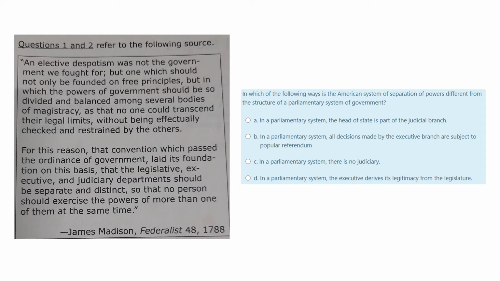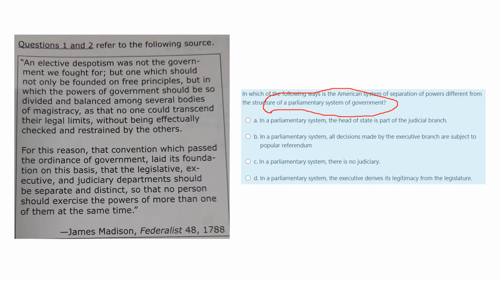In which of the following ways is the American system of separation of powers different from the structure of a parliamentary system of government? Now, parliamentary system is what we have in Britain, and I think it's what they have in Thailand as well. There is no president, okay? There is a prime minister. Now, in the British system, there is no separate vote for the prime minister. The prime minister is the leader of the biggest party in the legislature. So the executive is also part of the legislature.